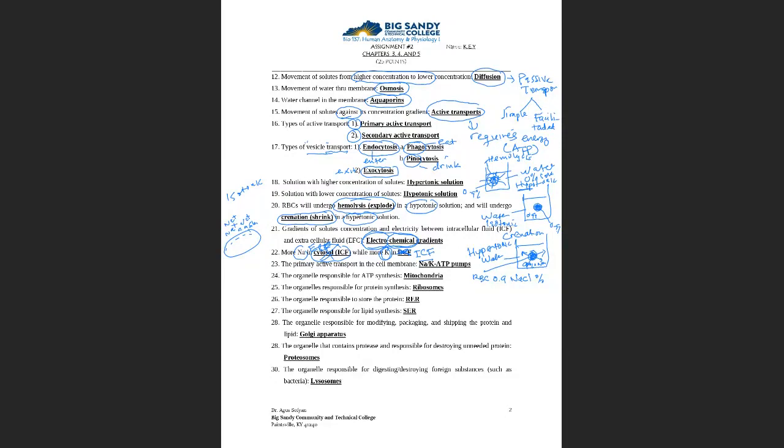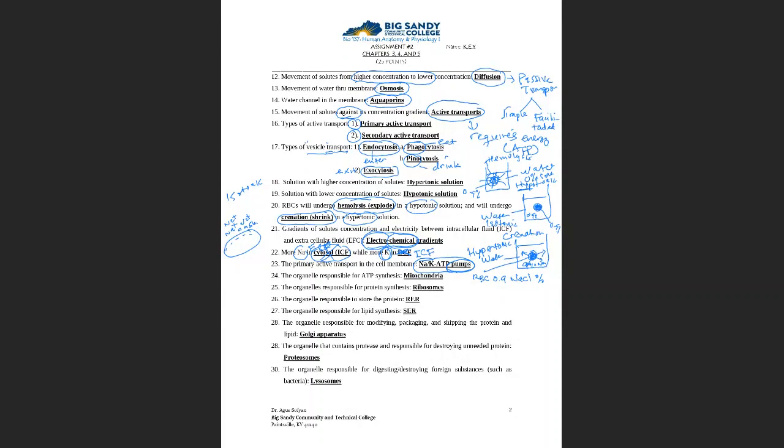The primary active transport that we have that controls the movement of sodium and potassium is called the sodium potassium ATP pumps. This is called pump because it's pumping against the concentration gradients from lower to higher concentration.